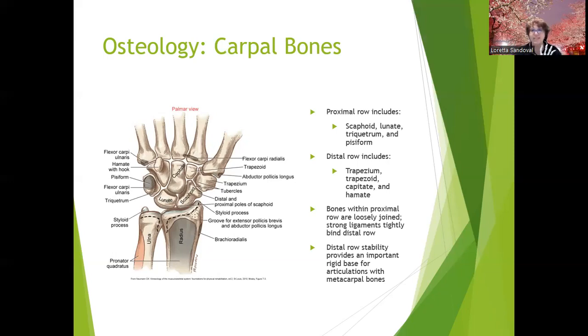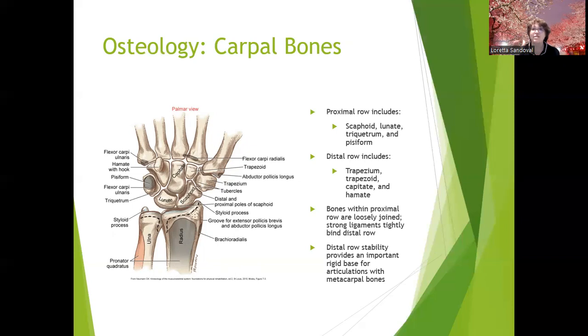The trapezoid, which articulates with the second metacarpal. The capitate, which is the captain of the hand, if you want to think of it that way, and it articulates with the third metacarpal, and the hamate, which articulates with the fourth and fifth metacarpals. So the bones within the proximal row are loosely joined, and strong ligaments tightly bind the distal row. So the proximal row has to be loose to give us the motion. The distal row has to be tight to give us stability in our hand.